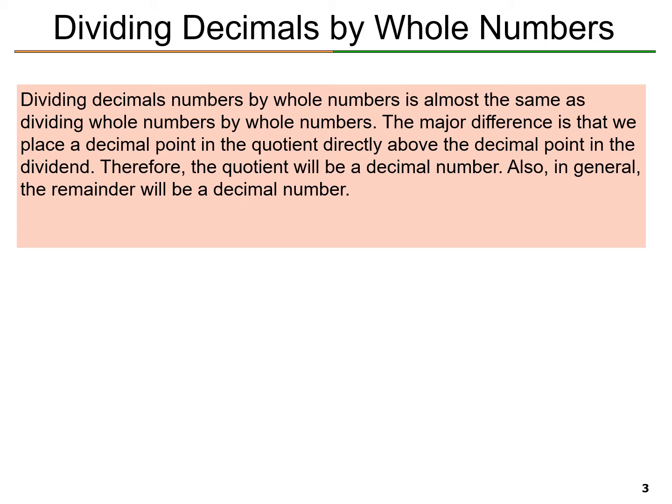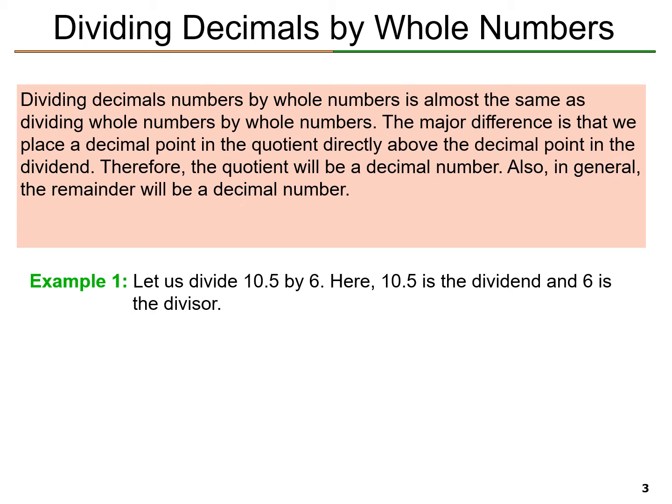The major difference is that we place a decimal point in the quotient directly above the decimal point in the dividend. Therefore, the quotient will be a decimal number. Also, in general, the remainder will also be a decimal number.